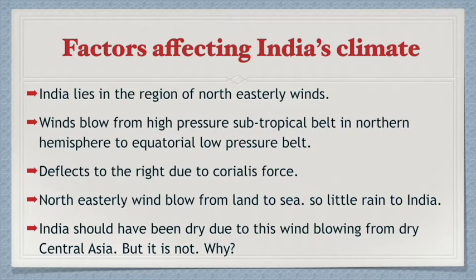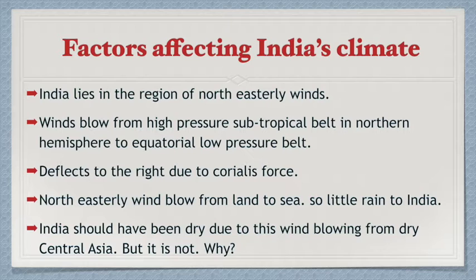Surface winds and pressure. India lies in the region of northeasterly winds. Northeasterly winds blow from the high pressure subtropical belt in the northern hemisphere to the equatorial low pressure belt. When this wind blows from the northeasterly direction, it is deflected to the right due to the Coriolis force. This northeasterly wind blows from land to sea. So, it carries little moisture with it and will bring little rain to India.